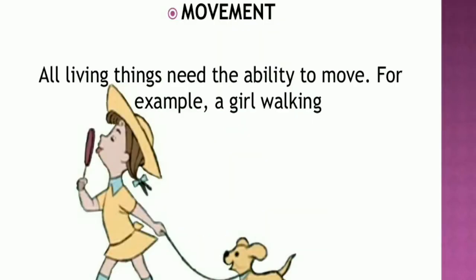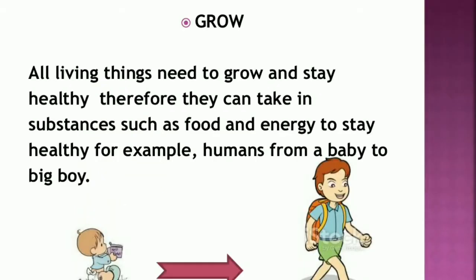So, living things can move. All living things need the ability to move. For example, a girl walking. So here we can see that all living things can move. Living things can move and also need the ability to move. Here a girl is walking and also a doggy is walking, and that's why both are living beings, and it is an example of a living being.